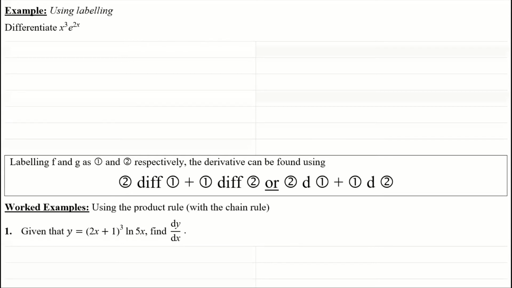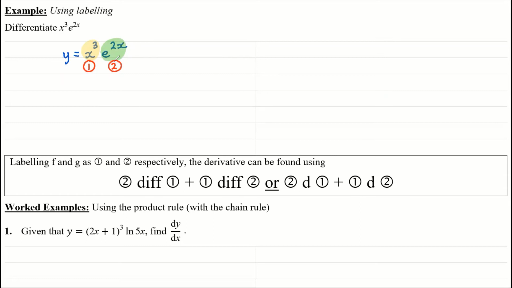Okay, so the idea of labeling is as follows. So in this example, I'm just going to rewrite my function. So it's going to be x cubed multiplied by e to the power 2x. Now, it should be fairly intuitive that the two functions are obviously going to be x cubed and, the way you say it even gives it away, doesn't it? So it's x cubed multiplied by e to the 2x. Now, the labeling idea is as follows. I'm going to label this first function 1 and the second function 2.